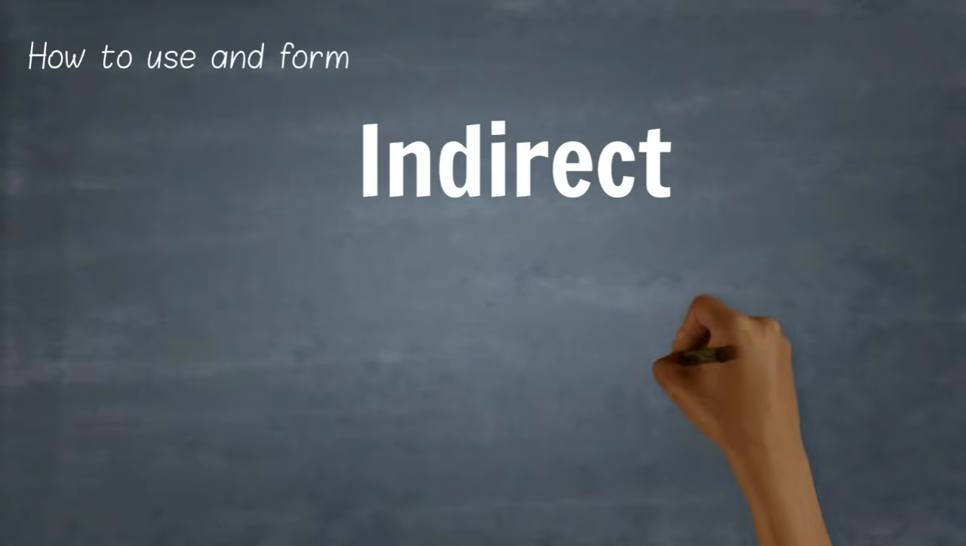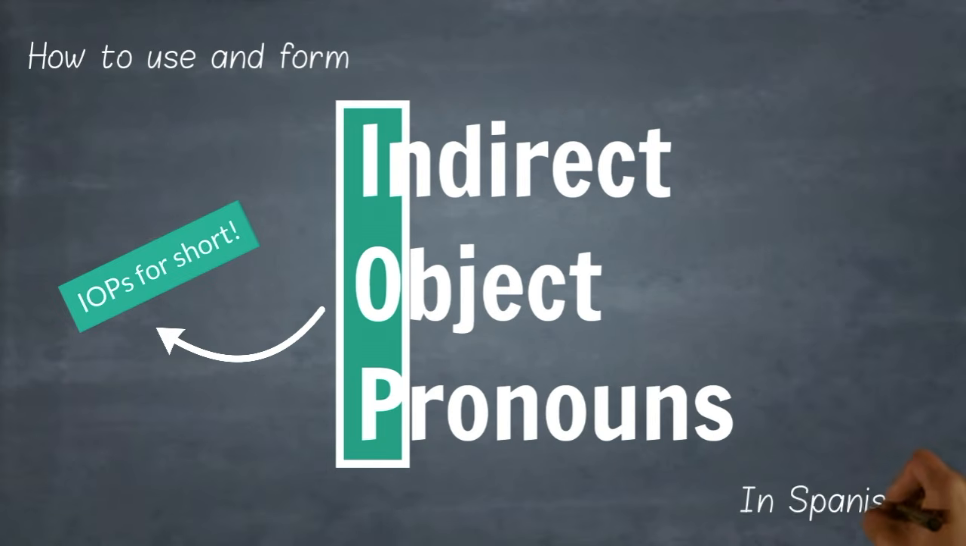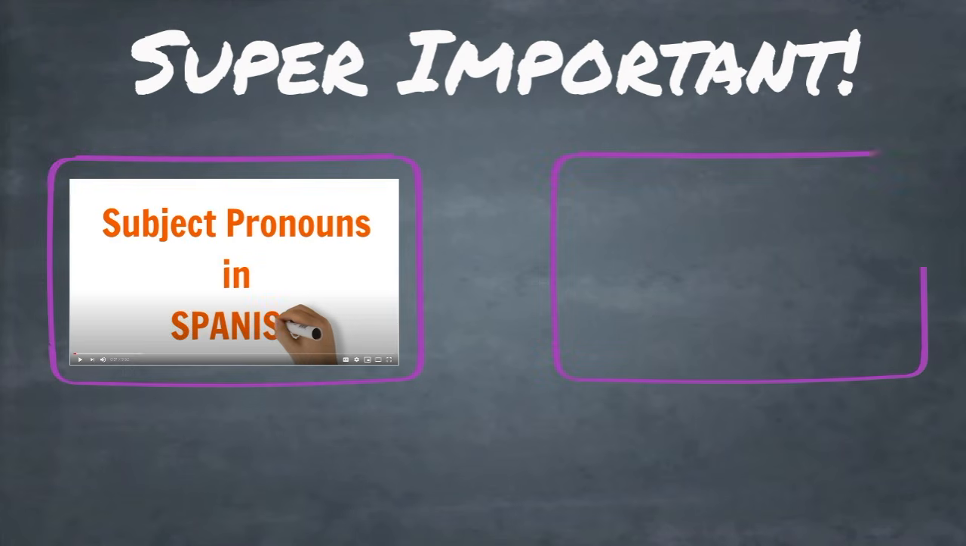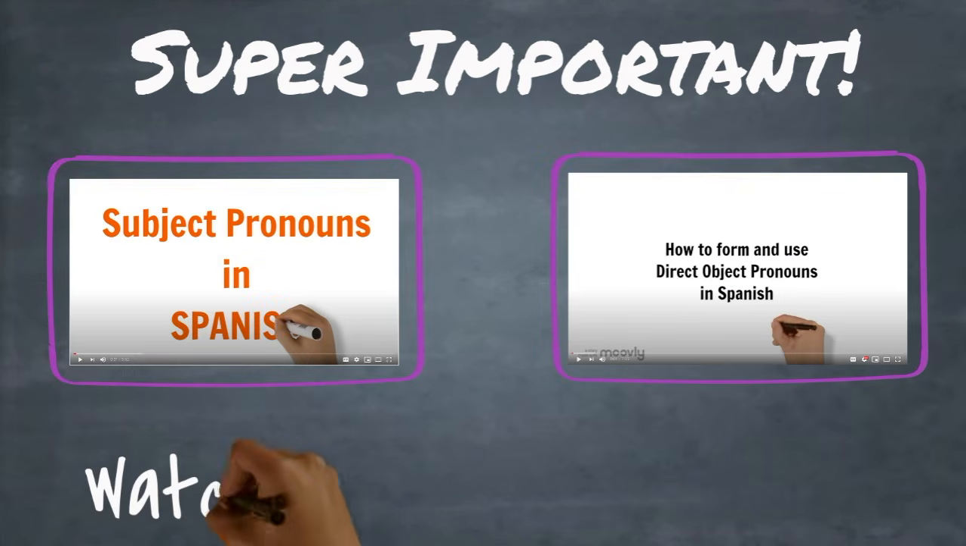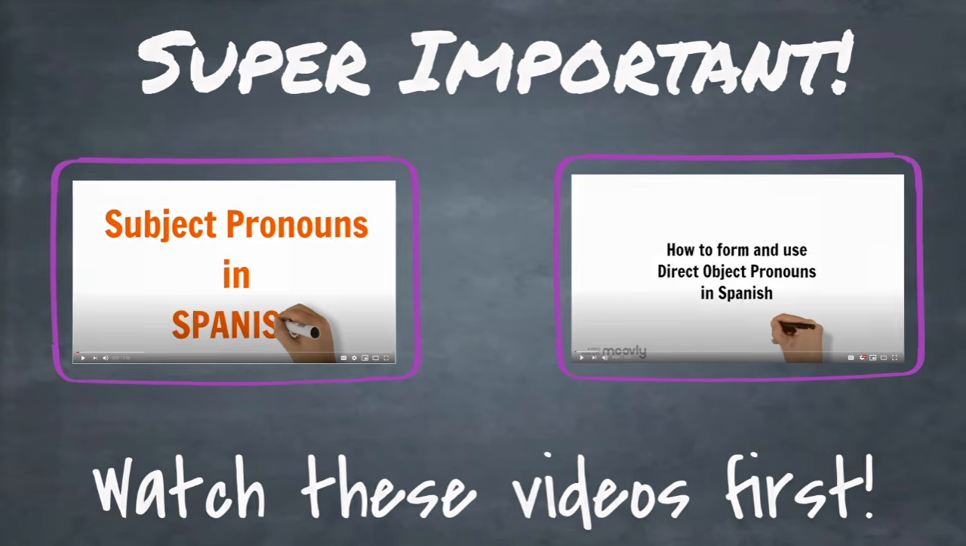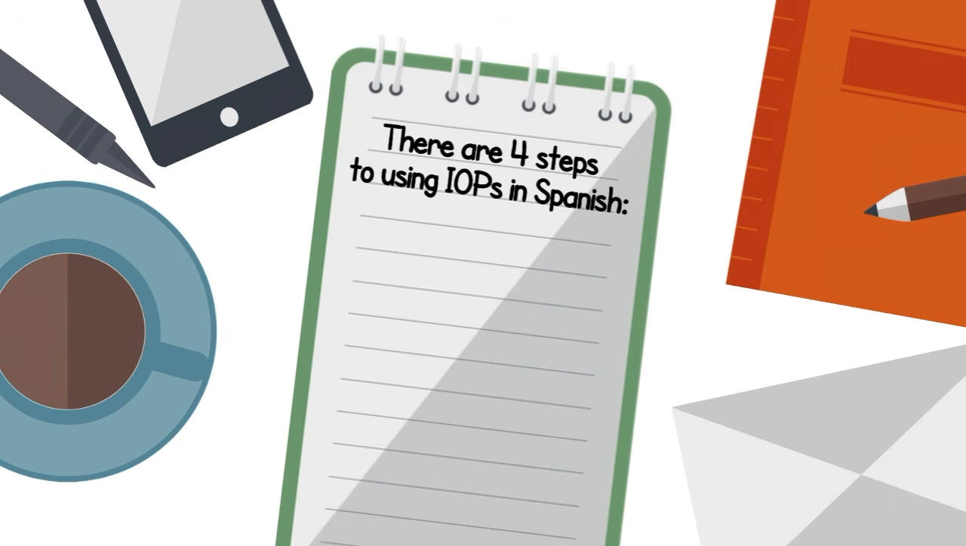Today, we'll see how to use and form indirect object pronouns, or IOPs, in Spanish. It's extremely important for you to understand subject pronouns and direct object pronouns before you try to learn indirect object pronouns. Links to those explanations are in the description. There are 4 steps to using indirect object pronouns in Spanish.